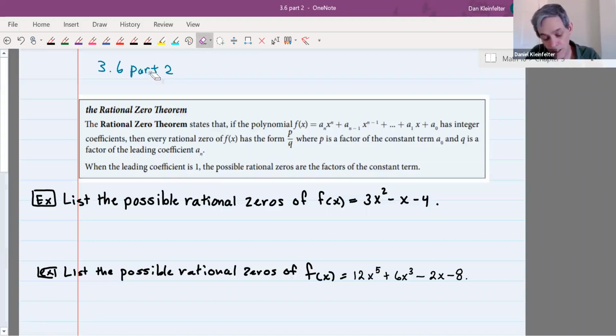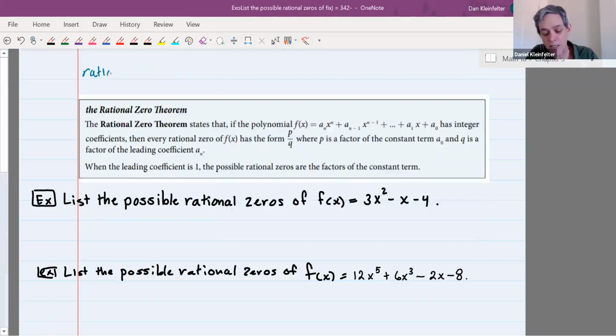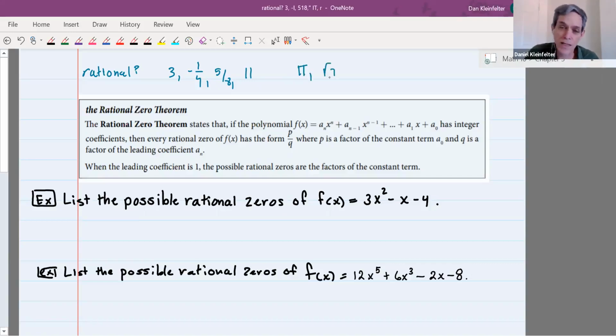So first of all, just as a reminder, rational numbers are basically just fractions. So as far as rational zeros, we're talking about numbers like 3, or -1/4, or 5/8, or 11, right? The things that we're not talking about would be zeros like pi or the square root of 7, which are irrational numbers. Here, we're just dealing with zeros that you can express as a fraction, so rational numbers.